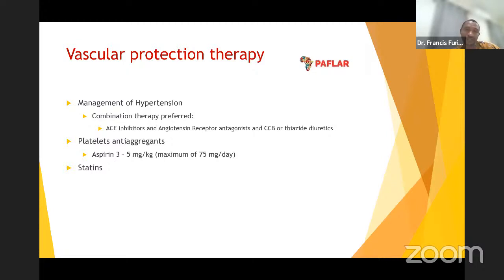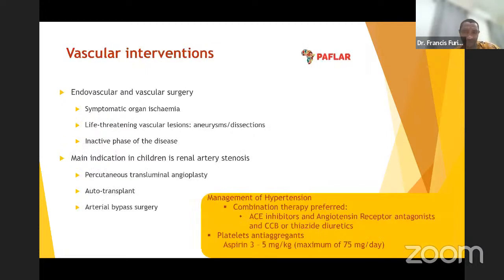In some cases, you might need to use platelet anti-aggregants in the form of aspirin. And if you have severe form and you're worried, you might also consider using statins. And of course, there's room for vascular interventions in the form of surgery. And this is endovascular as well as vascular surgery, particularly for symptomatic organ ischemia, life-threatening conditions. And the main indication for children for surgery is renal artery stenosis. And options are transluminal angioplasty, autotransplant, and arterial bypass surgery.